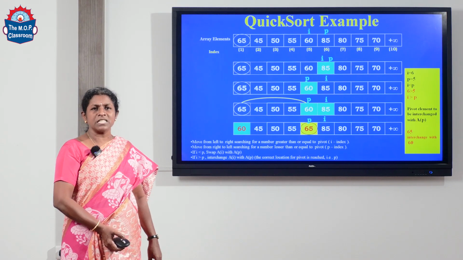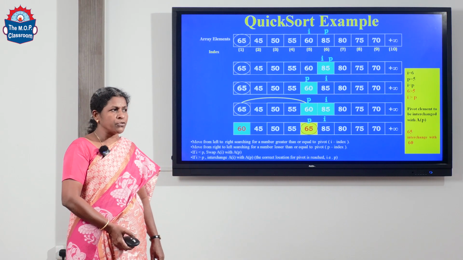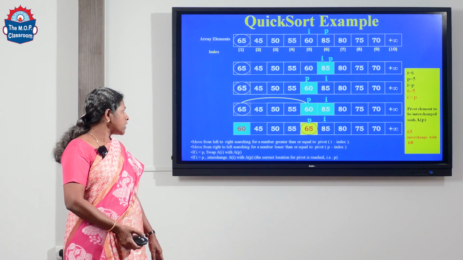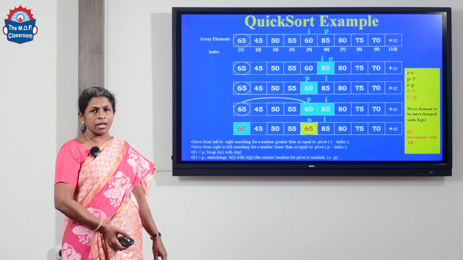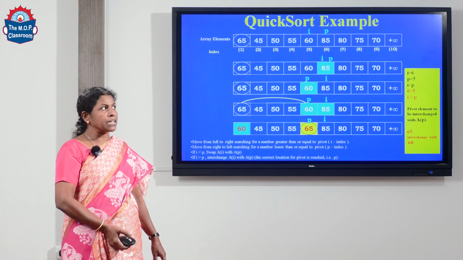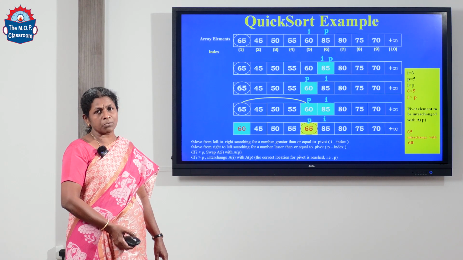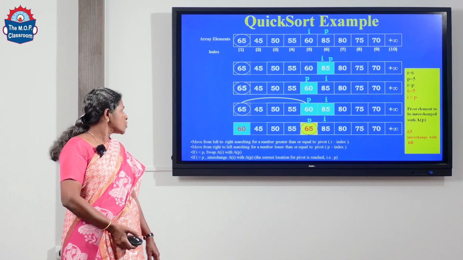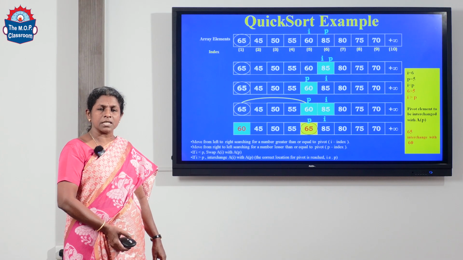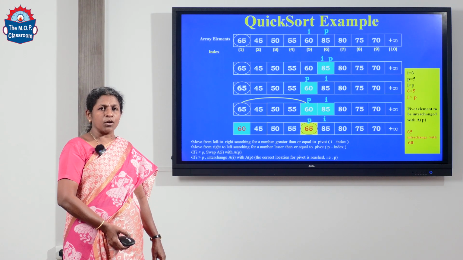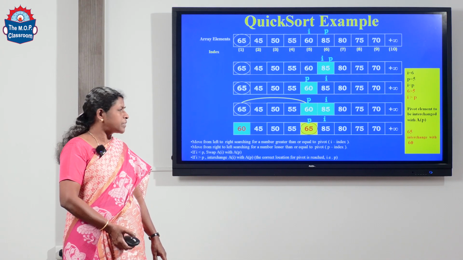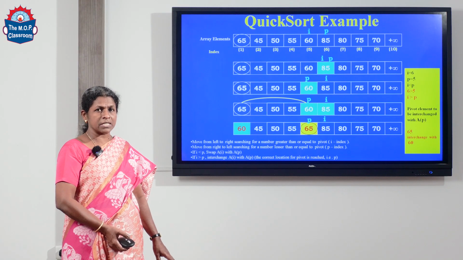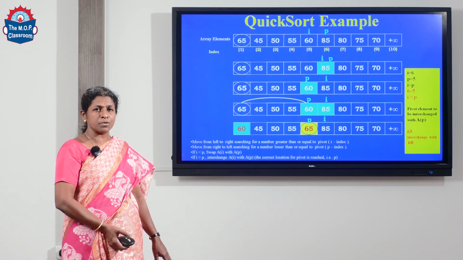Now, our problem is divided into two sub-problems. If you see here, what are all the elements on the left side? 60, 45, 50, 55, that has to be sorted. Once again, I need an upper bound. I told you we have added infinity. Similarly, here also I need an upper bound. So, your 65, which has now occupied its correct place, will serve as an upper bound. To sort this, I am going to consider 60, 45, 50, 55, and 65 will serve as an upper bound. I am going to repeat this process.